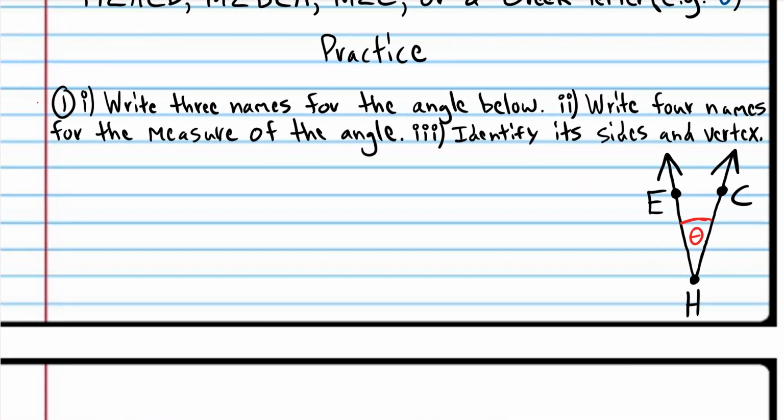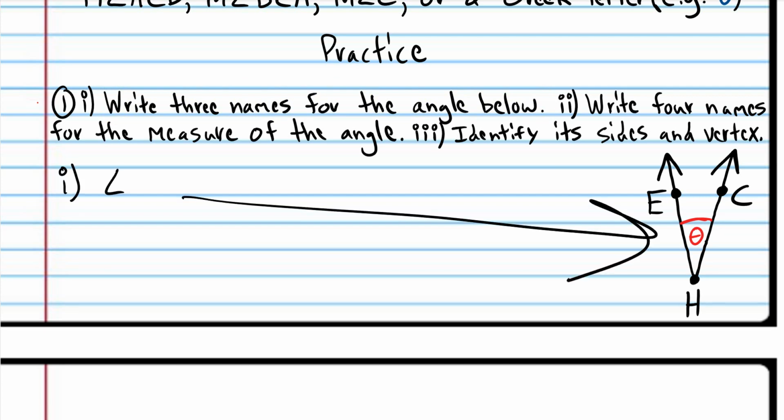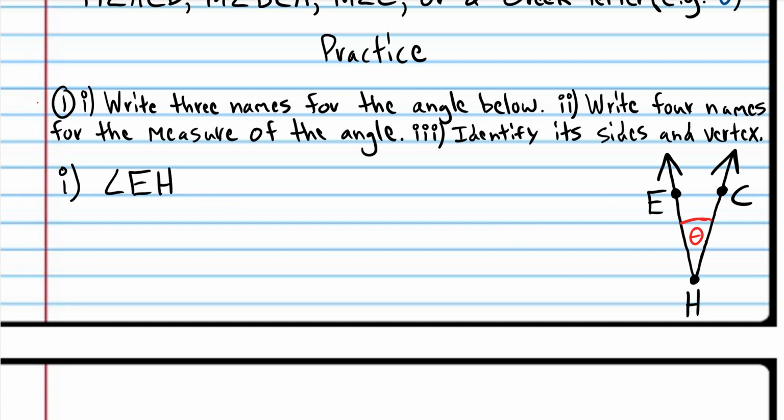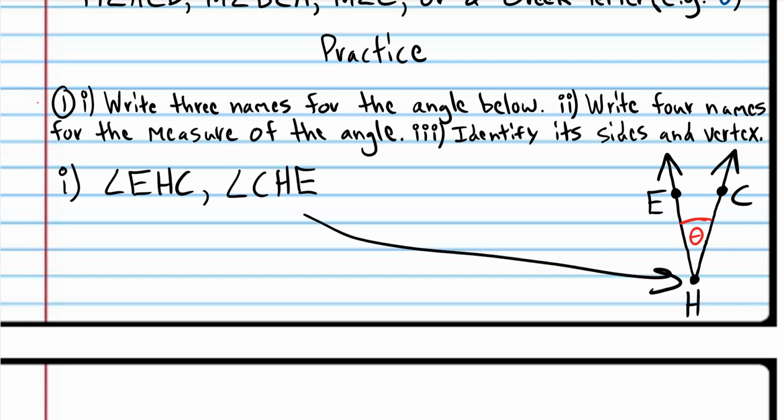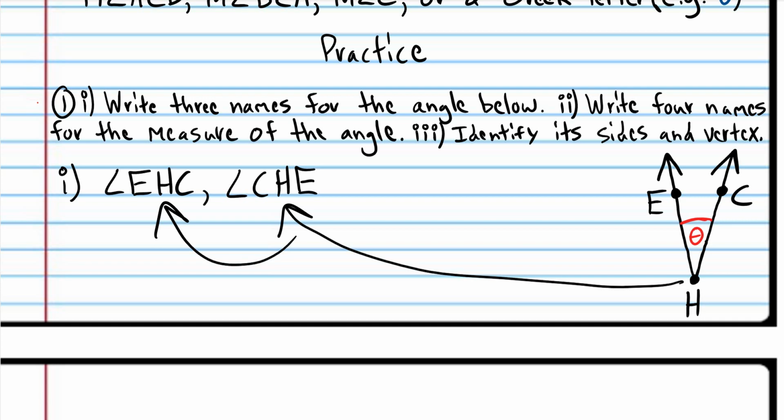So it says here, write three names for the angle below. So we're going to do this one together. We can write, and we're talking about this angle down here, angle EHC, or we can write angle CHE. As long as the H, the common endpoint of the rays, is in the middle. And again, we call H the vertex of the angle. So as long as that vertex point is the letter in the middle, then it's going to be correct.